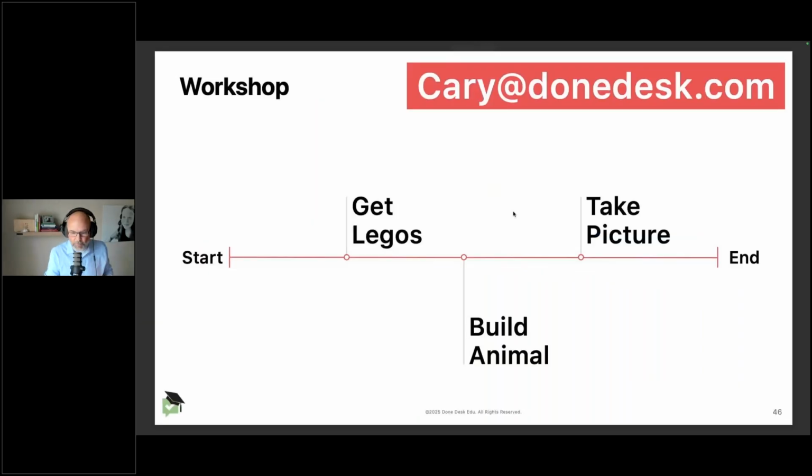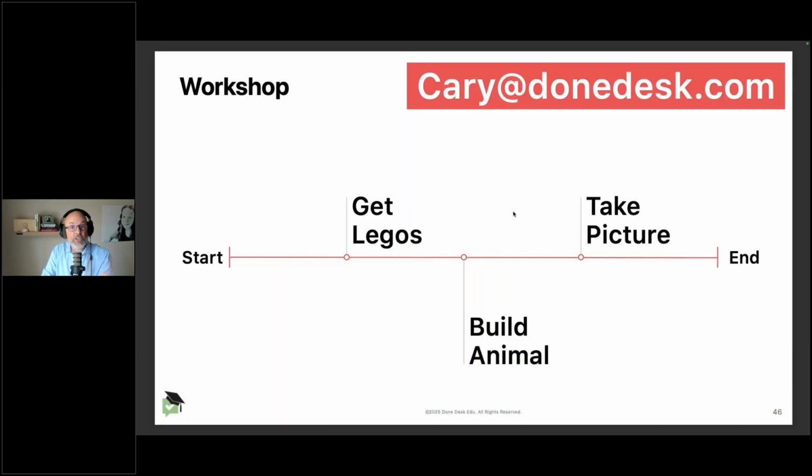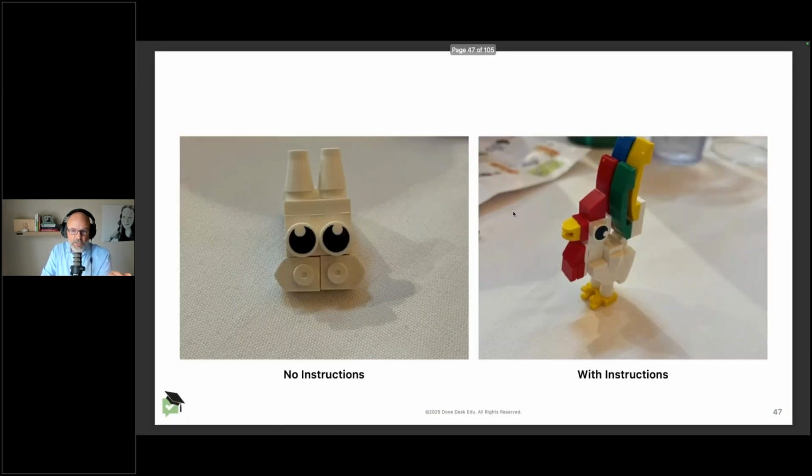So I did a workshop with a group. We had 250 people in the room. This was last Friday. The TDA was two Fridays ago. I gave them all Legos and I said, build an animal. Then I said, take a picture of the animal. Then I said, okay, take the animal apart and I'm going to give you the instructions for the animal. On the left-hand side, the first one was no instructions. But with the exact same pieces, when I gave the instructions, they created this chicken, this rooster.